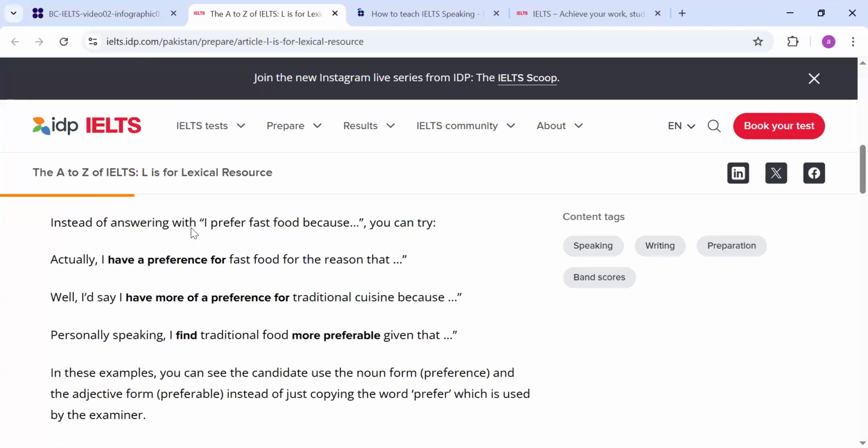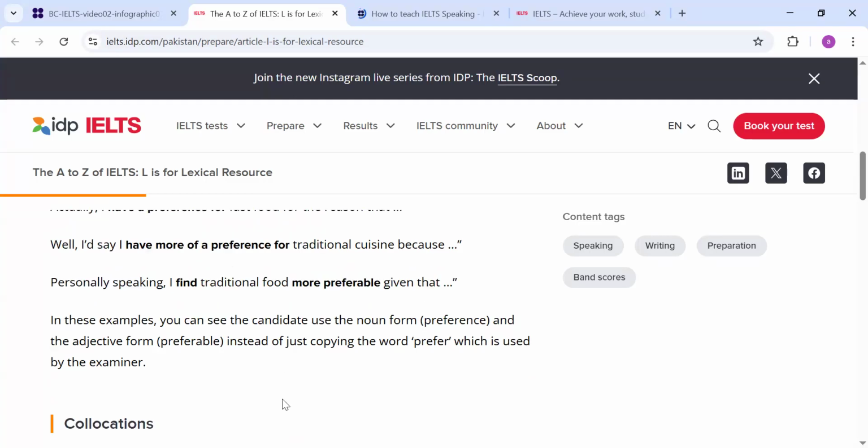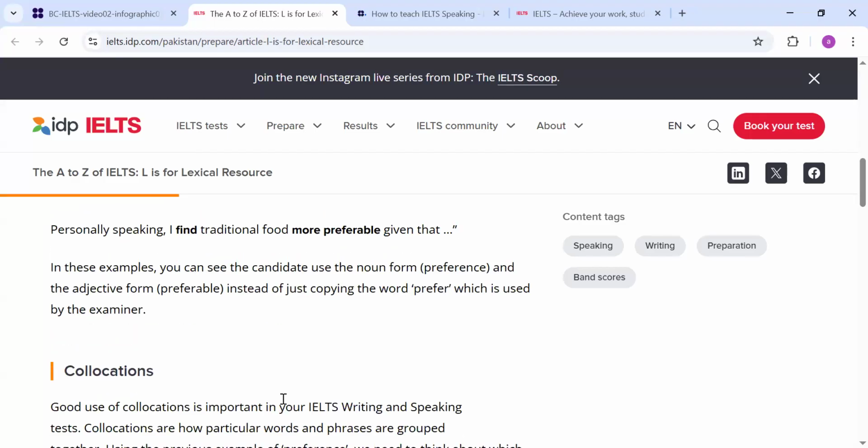So one way is to bring variation. If you don't know the word in the exam, we can use a different part of speech, which I have discussed, like preference, which is a noun. We used find, a verb, and then we used more preferable, which is an adjective. So you can see the candidate used the noun form preference and the adjective form preferable instead of just copying the word prefer, which is used by the examiner. So one way, if we don't know the word, is to replace it by using different parts of speech. Like if the examiner is using a verb, we can use a noun or adjective of that form.